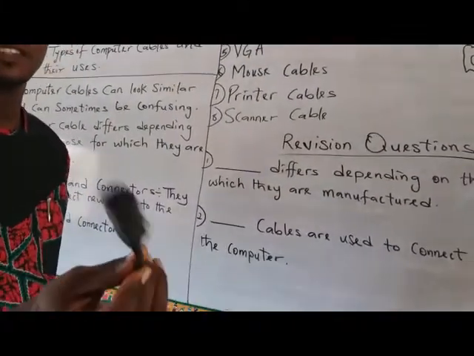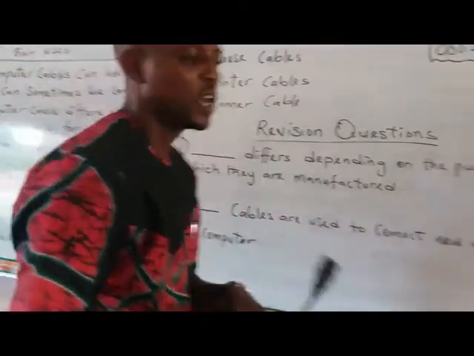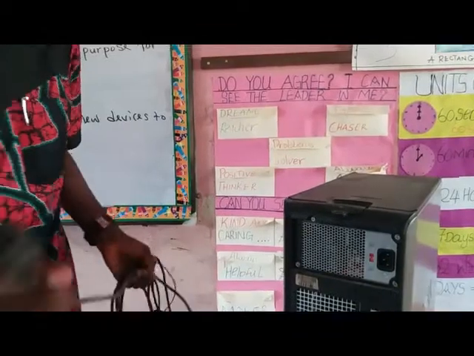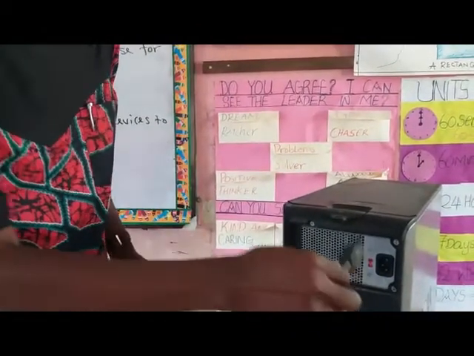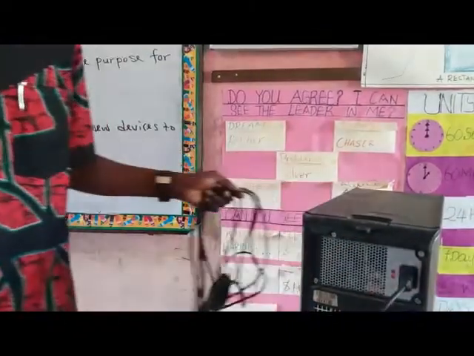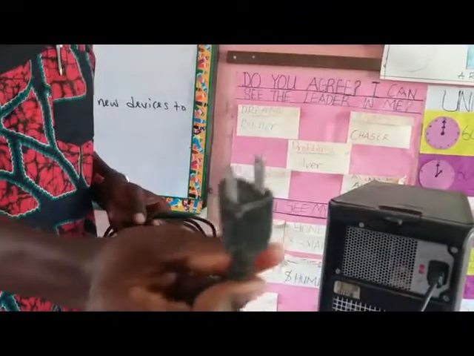You can see this is the side that is connected to the back of the system unit. If you look at it, this is the system unit here, and this is the port where this cable is connected. All you do is take the cable, place it there, and push it inside. Then you connect the other part to the power source.